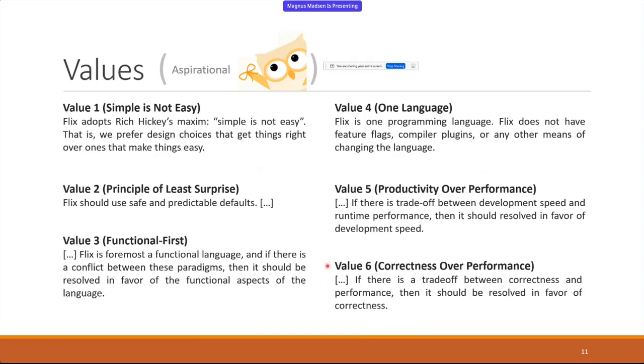And correctness over performance is similar. So it's saying that if there is ever a choice, we want to err on the side of being cautious. So for example, C is a low-level language that really prioritizes performance, but things can go horribly wrong. And so in Flix and like in Java, for example, there are certain checks done at runtime to make sure that things don't go completely wrong. Okay, so these were the values, and they are not really something that you can easily judge. Like, does Flix satisfy this principle of being functional first?